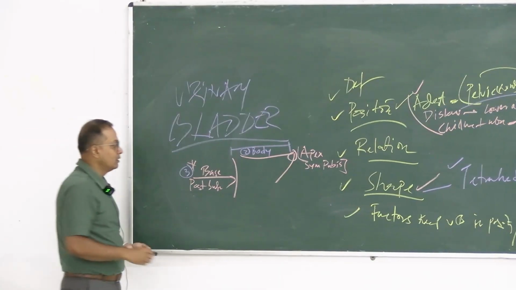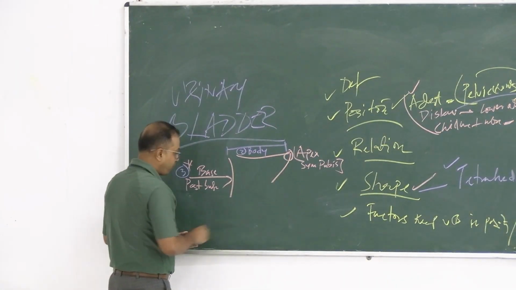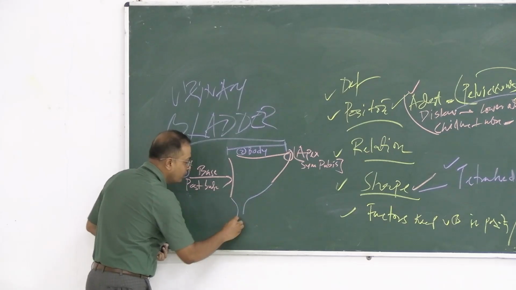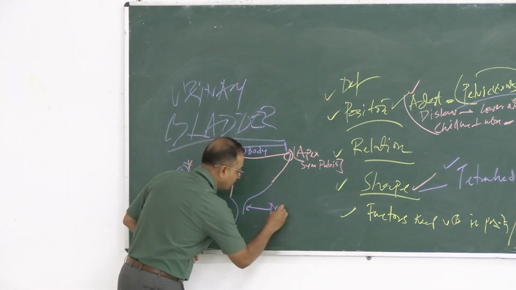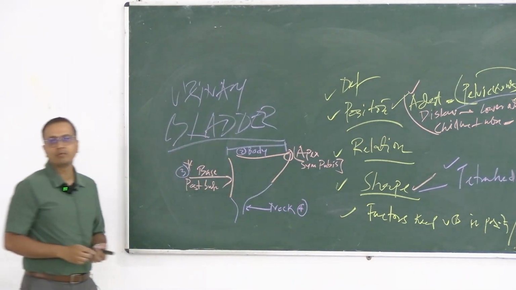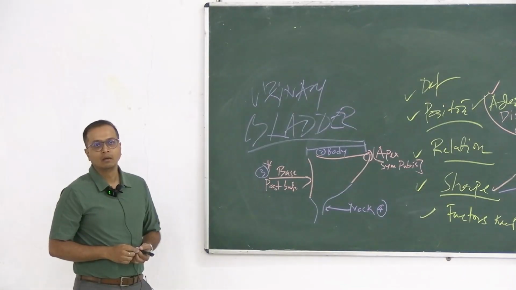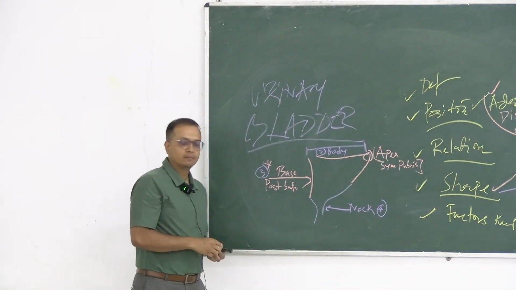The fourth entity, the apex coming to meet the base, forms a part which is rather important, we call it the neck of the urinary bladder. These are the four parts of the urinary bladder: apex, base, body and neck. So these are the four parts.